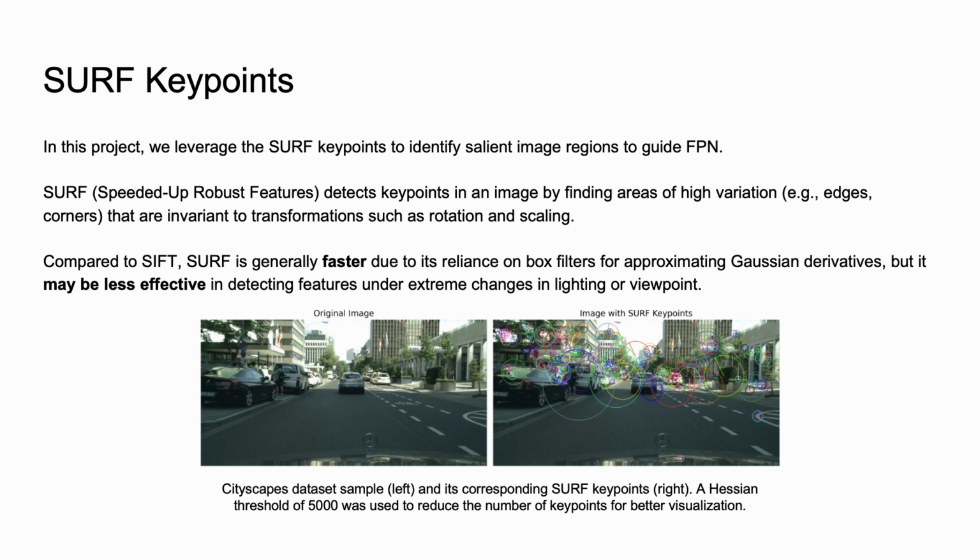So here we have a sample image from the Cityscapes dataset on the left side, and its corresponding image with the SURF key points on the right side. We can see that the important features like the cars or vehicles or the buildings have a lot of key points, and the less relevant area like the bottom here has nearly no key points. So we believe this can help us guide the FPN to focus on the most important areas.